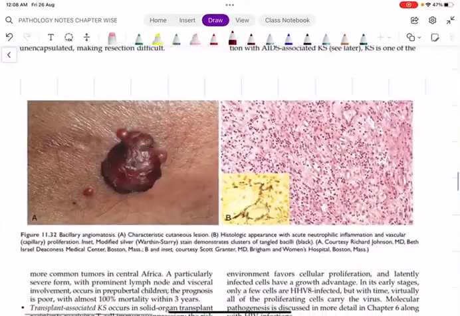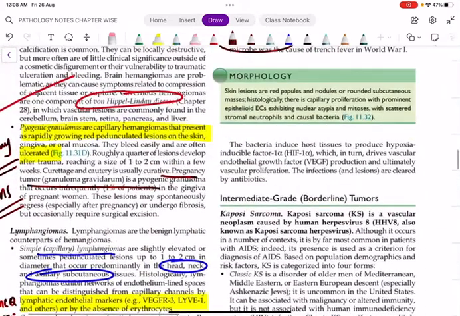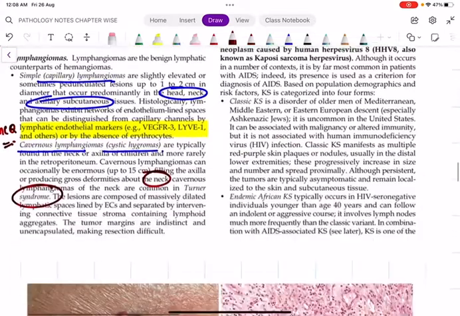See, this is the characteristic picture. You have to remember what is that? Bacillary angiomatosis. This is a characteristic cutaneous lesion. Okay, how will you describe this lesion? They are nothing else but red papules, with the rounded subcutaneous masses.